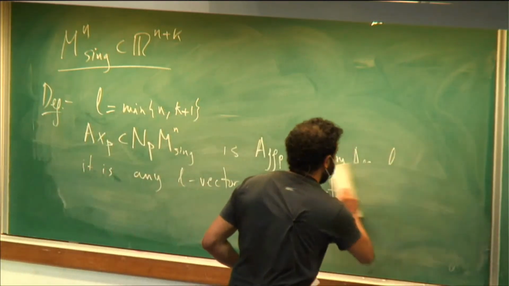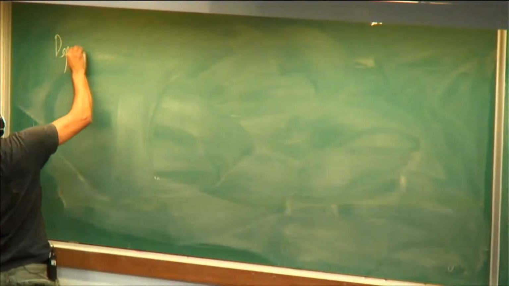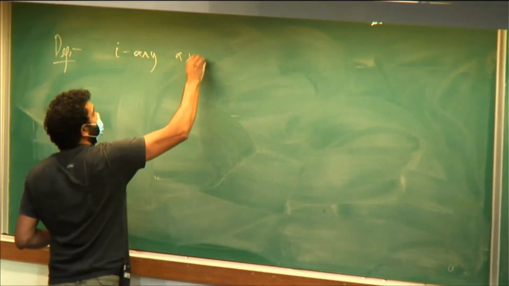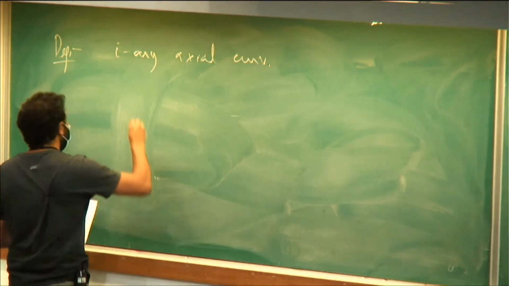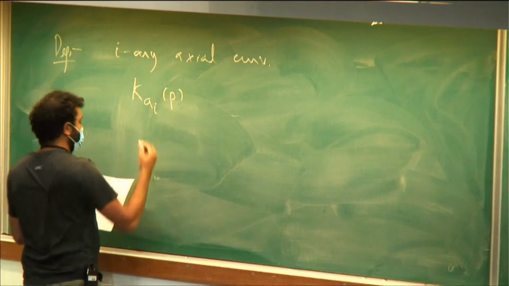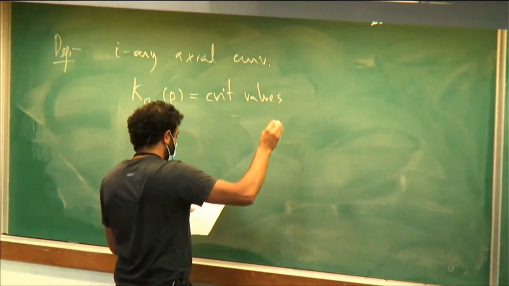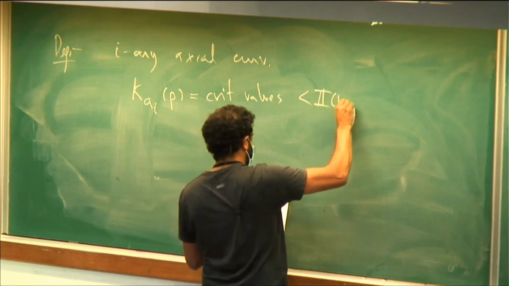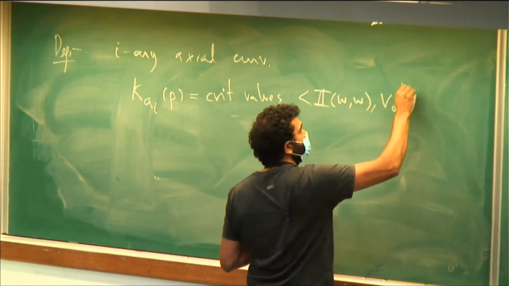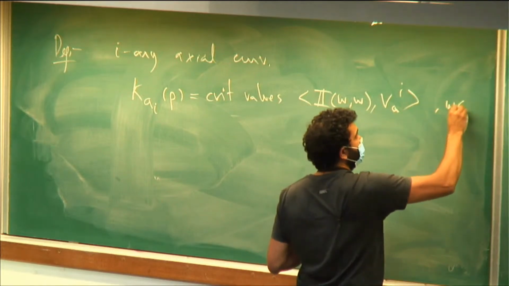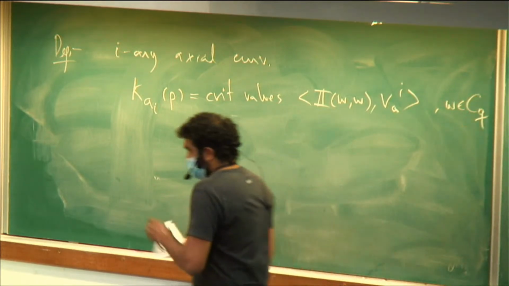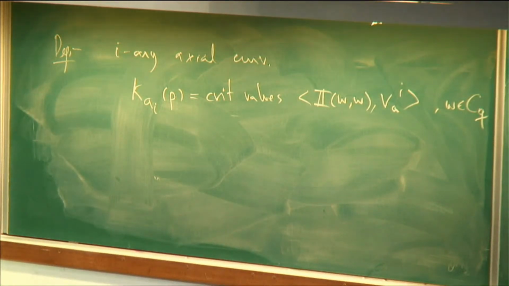So now I can define the axial curvature as kappa A sub I P, the critical values of where is a unitary tangent vector. Before, for surfaces, I defined the axial curvature as the minimum of the projection. But when you have more dimensions, you can have more than one critical value, and all of them are important.